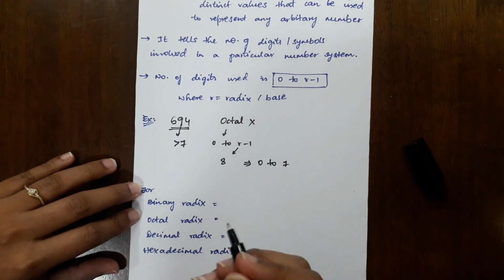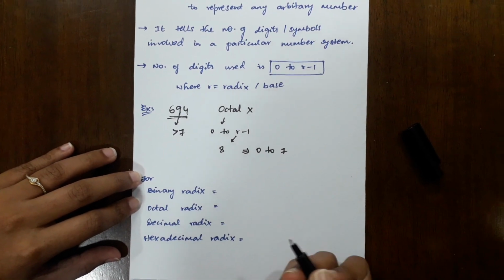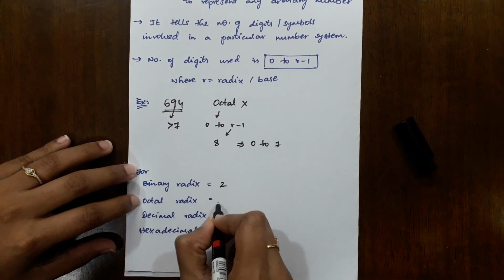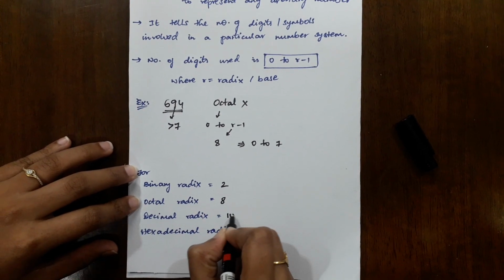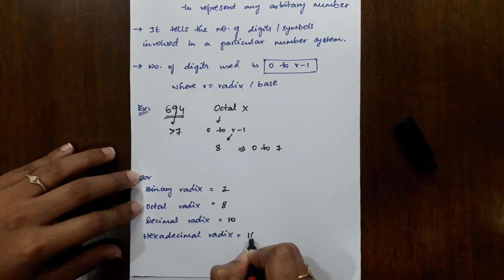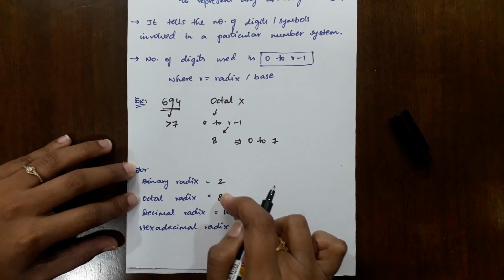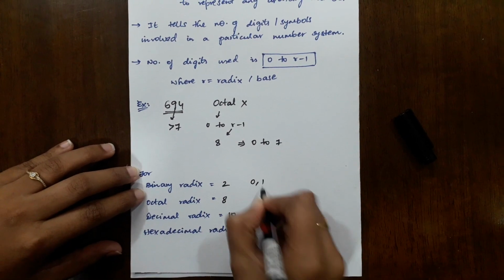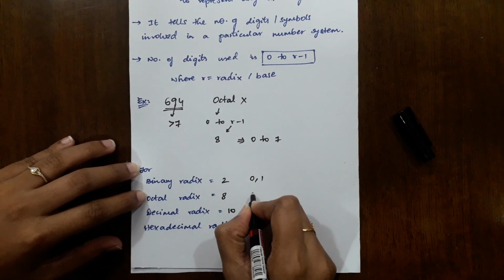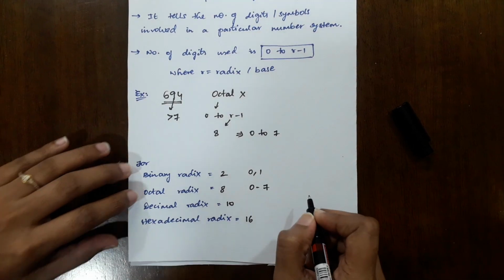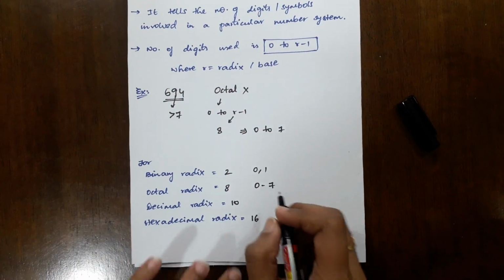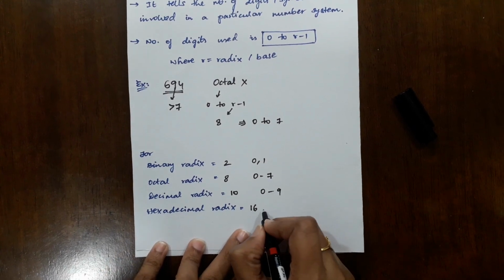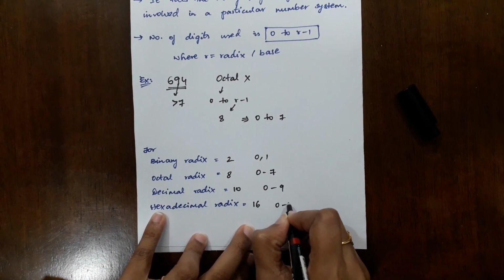In order to tell the value of r for each number system: for binary it is 2, for octal it is 8, for decimal it is 10, and for hexadecimal it is 16. Now what are the values used by 2, 8, 10 and 16? Binary uses only the values 0 and 1. Octal uses values from 0 to 7. For decimal, it uses the values 0 to 9. And hexadecimal uses the values from 0 to 15.